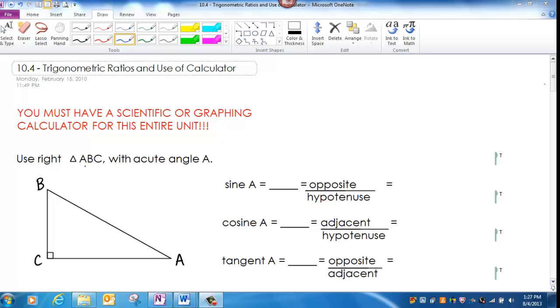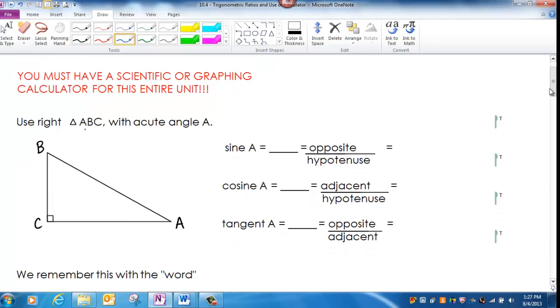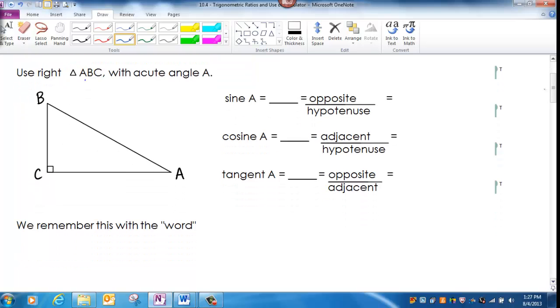Everybody. Alright, in this chapter we are going to discover information about degree measures of the angles in a right triangle and also the ratios of the side lengths of these right triangles. So let's first start off with right triangle ABC, and we are going to look at acute angle A in this triangle. We already know that the right angle, angle C, is 90 degrees, which means that angle A and angle B both have to be acute, or less than 90 degrees.